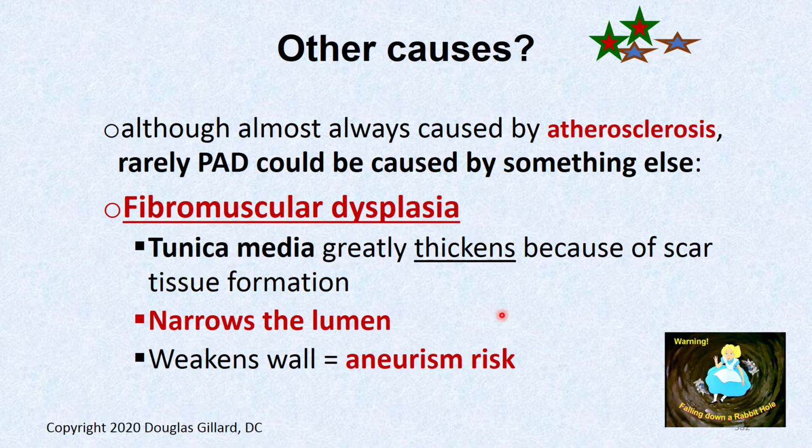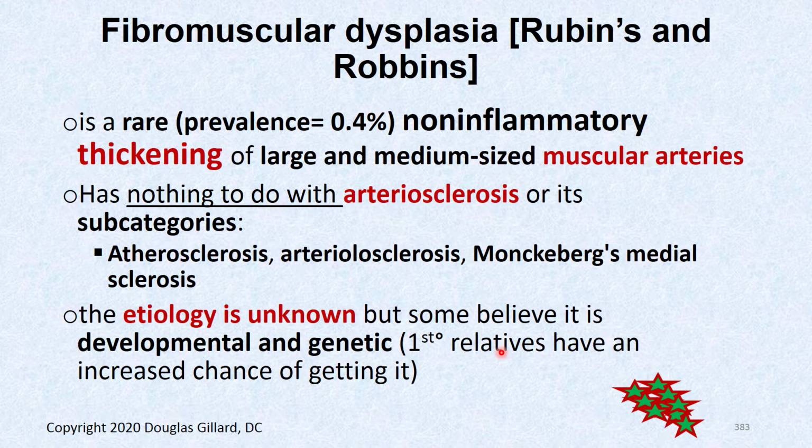But there is another condition called fibromuscular dysplasia that we should talk about. And it's pretty simple. The tunica media gets really thick and full of scar tissue, so thick that it actually narrows the lumen, so you have decreased blood flow. And it also weakens the wall, and these people have aneurysms, and they could even rupture. So from Rubin's and Robbins, they did a pretty good job on this. So it's rare, but it's more common than Marfan's, 0.4% prevalence. Marfan's is 0.01% of the population.